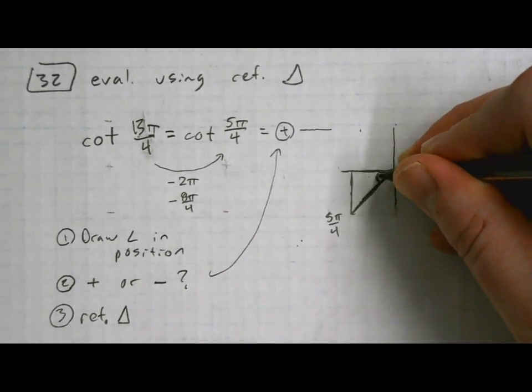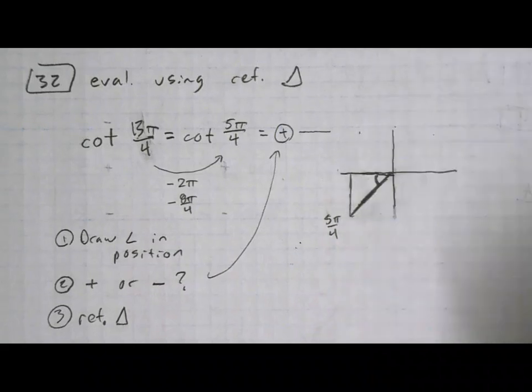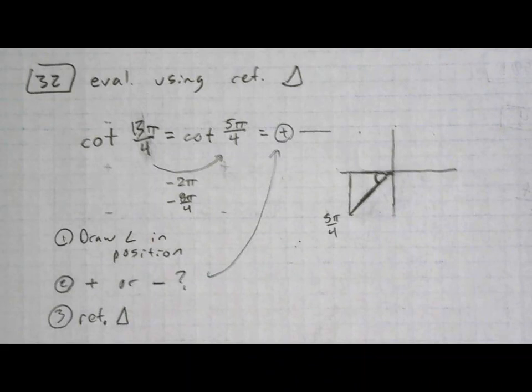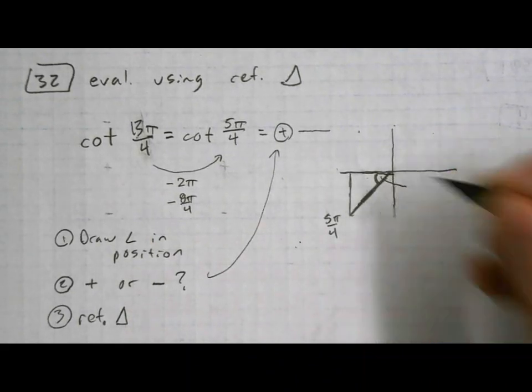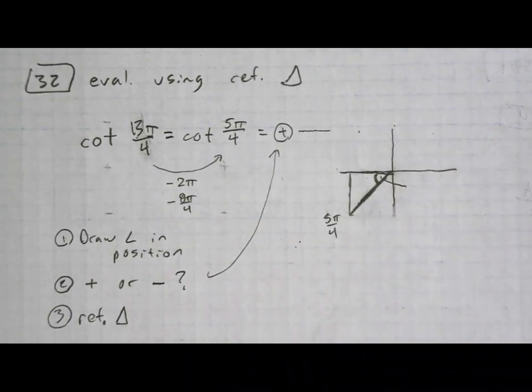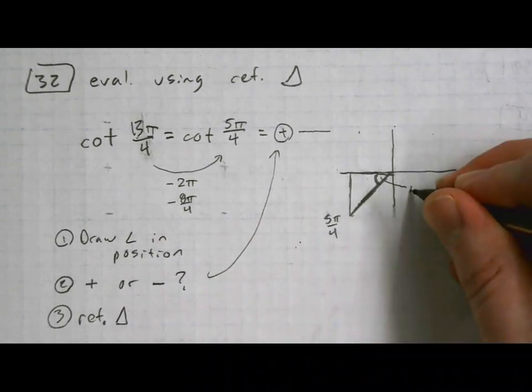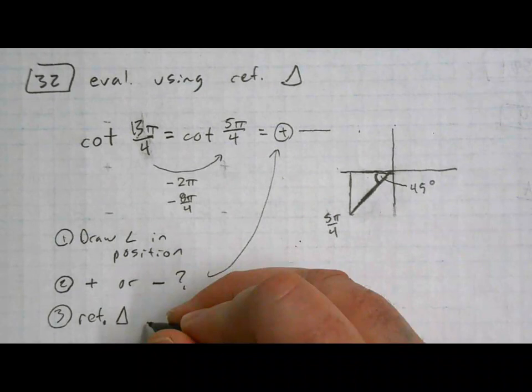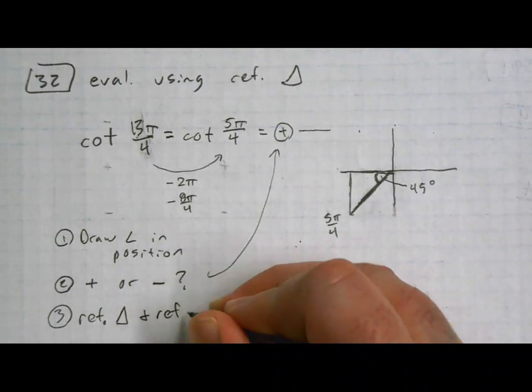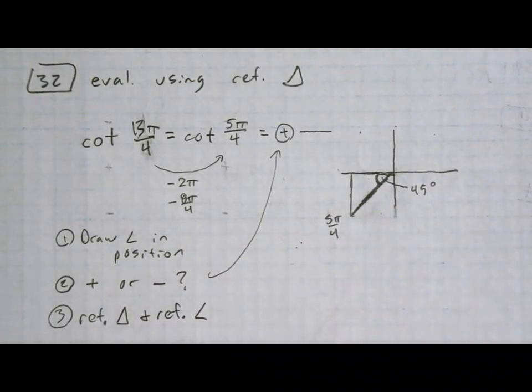It's not always the same triangle. In this case, it is, yes. And the reference angle is going to be an important one. We want to know what that reference angle is, and I will usually get this in degrees. What is that angle going to be in degrees? It's a 45-degree angle. So reference triangle and reference angle is step 3.